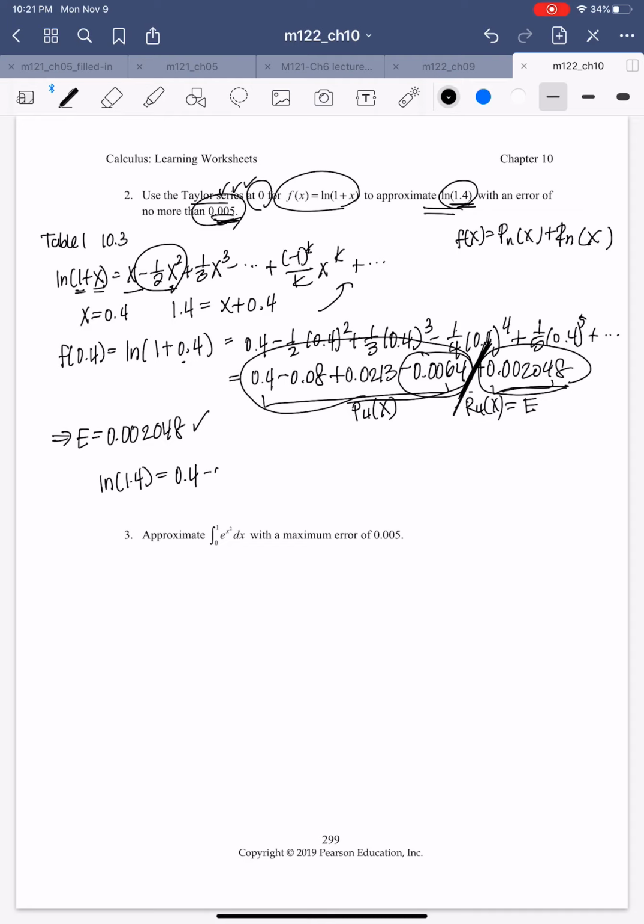So let's sum that up. 0.4 minus 0.08 plus 0.2013 minus 0.0064, which is equal to 0.3349. Done.